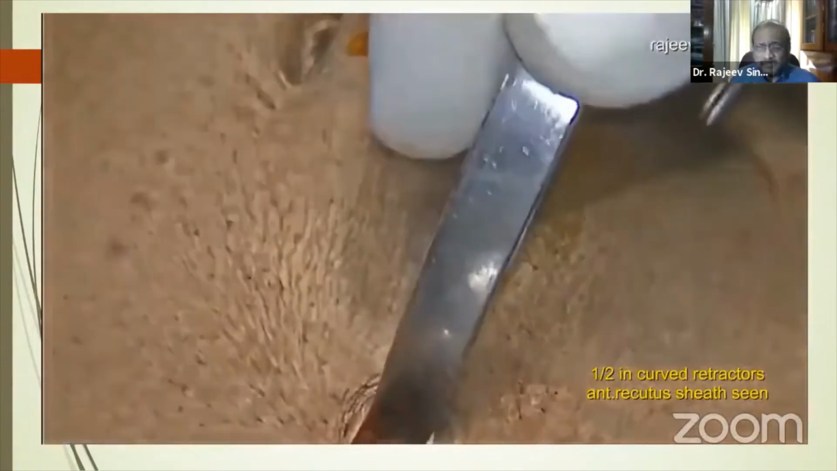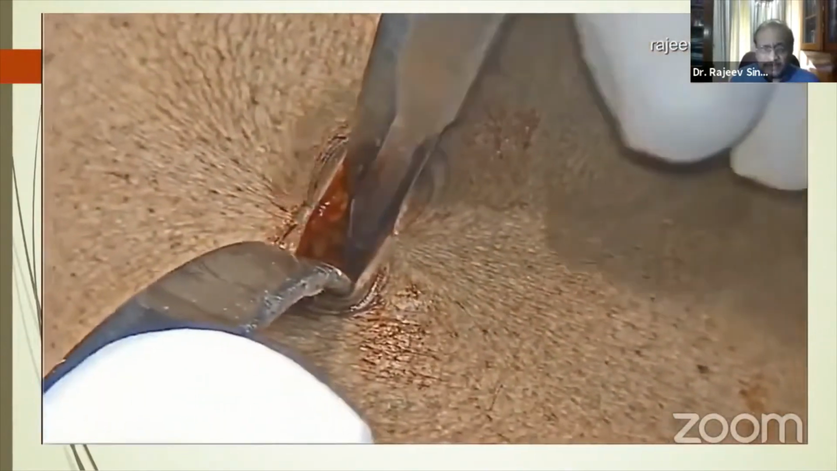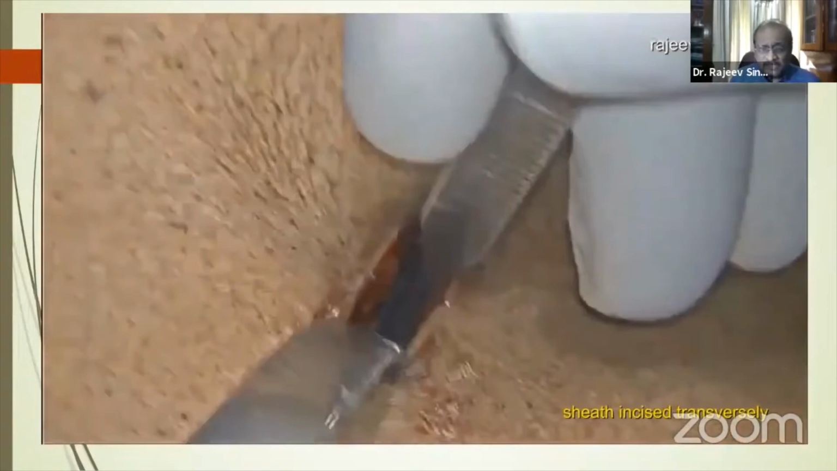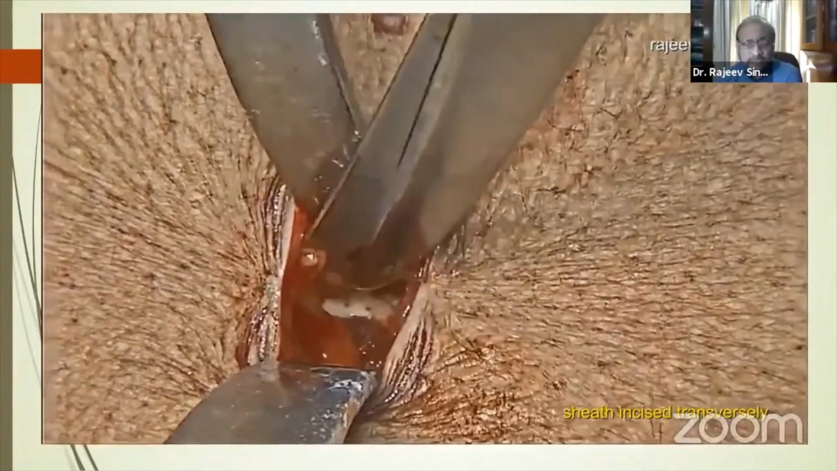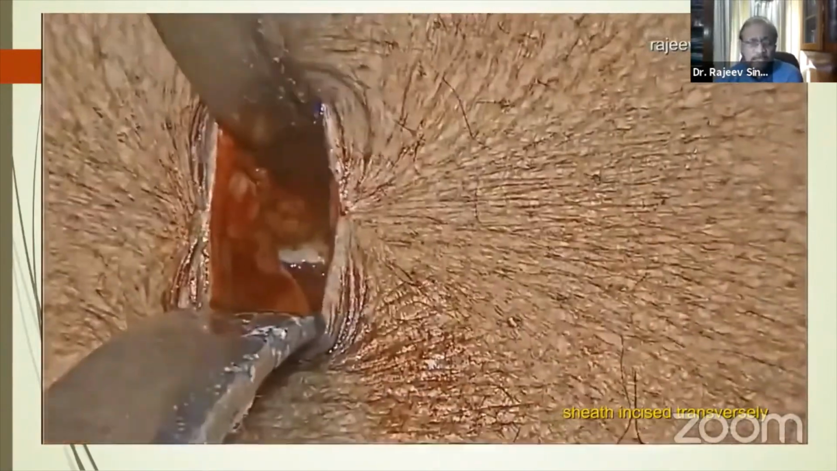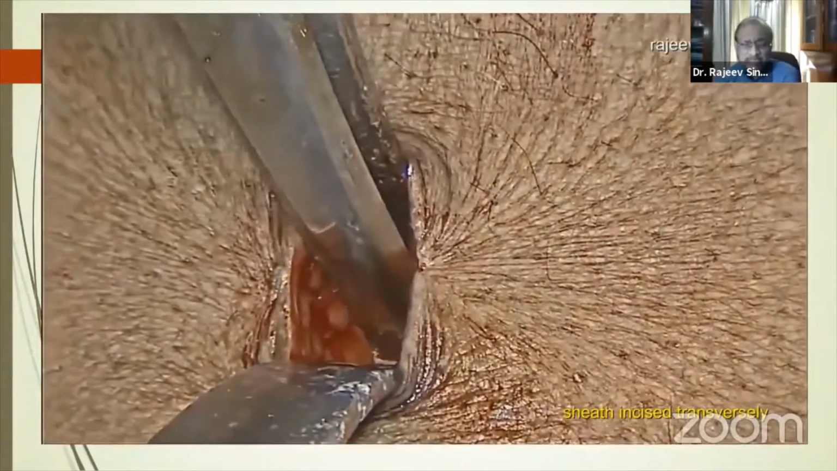See the anterior rectus sheath. With the help of a number 11 blade, you just slit the anterior rectus sheath. You should have a very good camera operator. You can see the two edges of the sheath. Enlarge it. You can see the rectus abdominis muscle underneath.